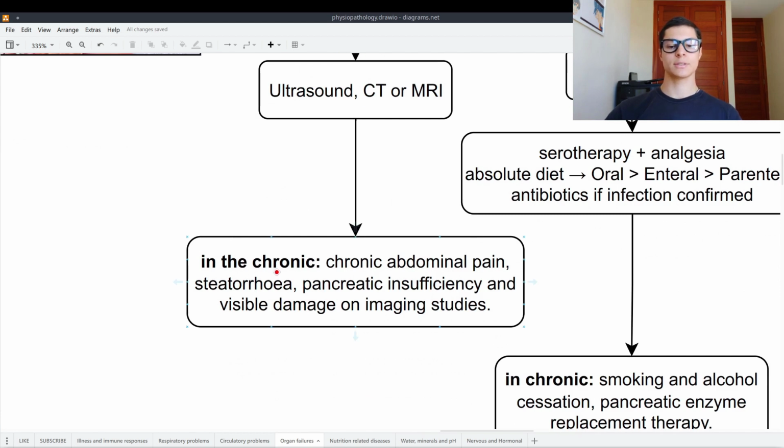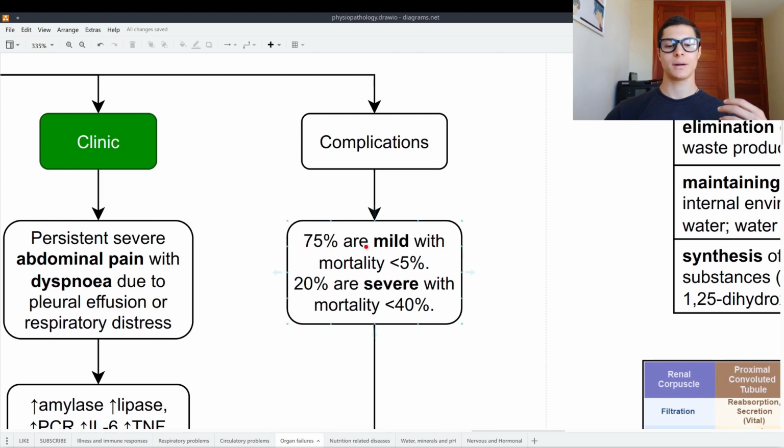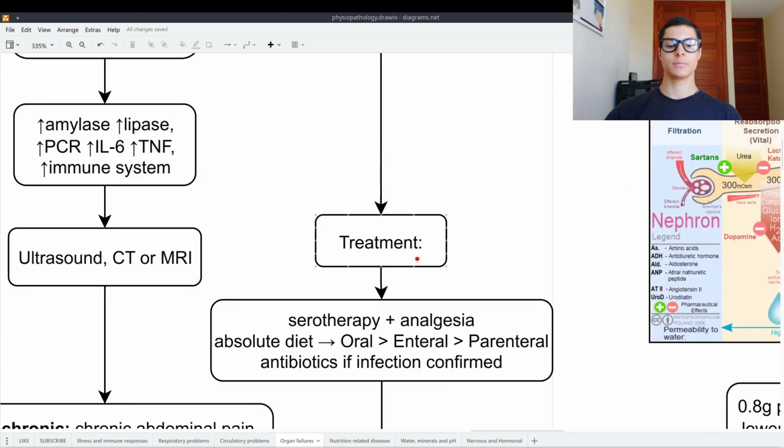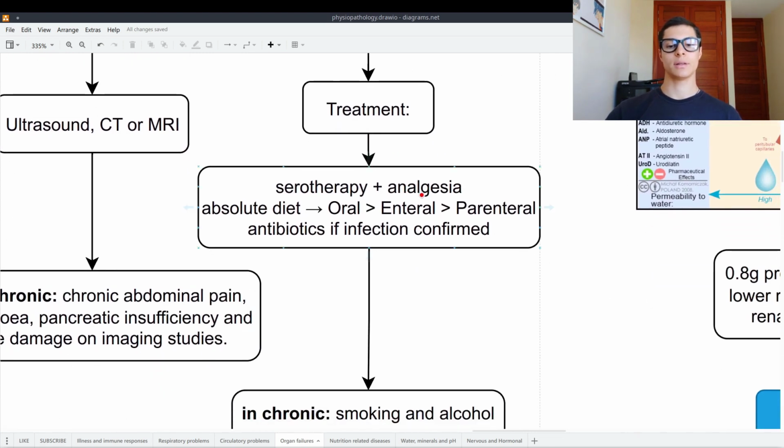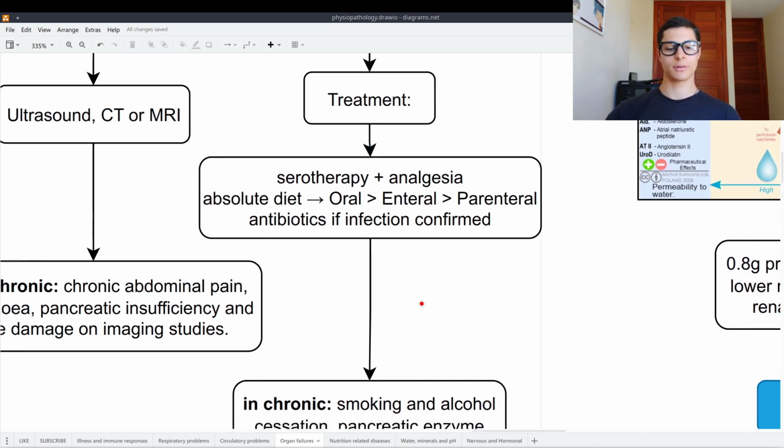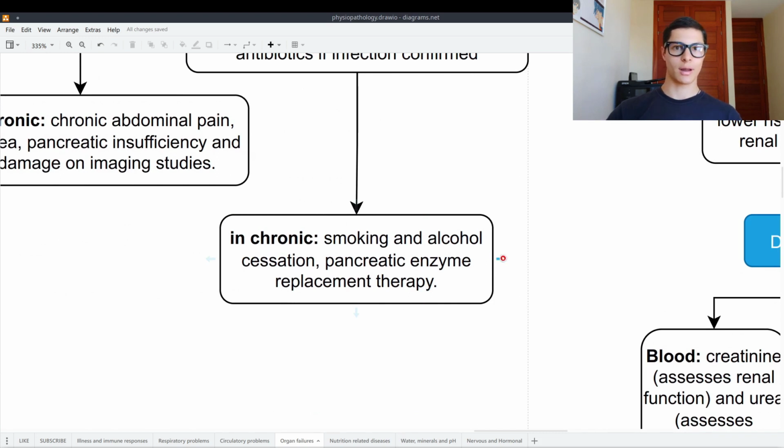In chronic pancreatitis: chronic abdominal pain, steatorrhea, fat in feces, pancreatic insufficiency, and visible damage on imaging studies. Complications! 75% are mild, with mortality less than 5%. 20% are severe, with a higher mortality but still less than 40%. The treatment is using serotherapy plus analgesia. Absolute diet, then oral, and if it's not available, enteral, and if it's not available, parenteral. Antibiotics if the infection is confirmed. In the chronic one, we have to quit smoking and alcohol, and we have to use pancreatic enzyme replacement therapy.